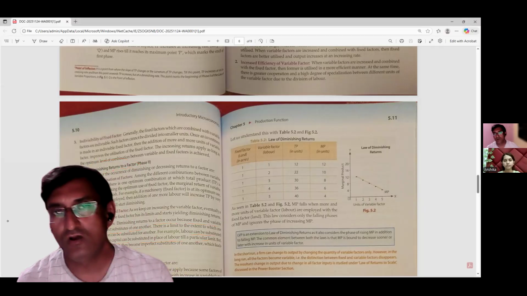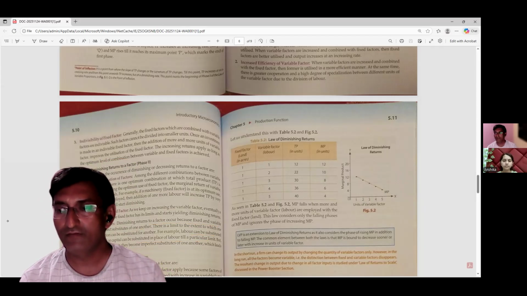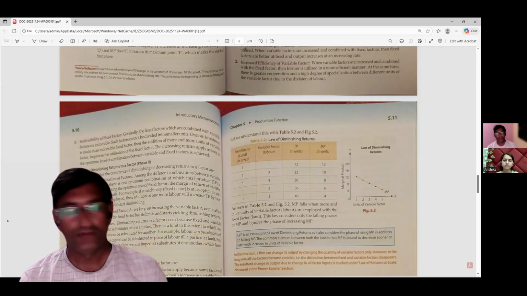It means, in short, both factors, the fixed and variable factors, are important from the point of view of maximum utilization of resources.